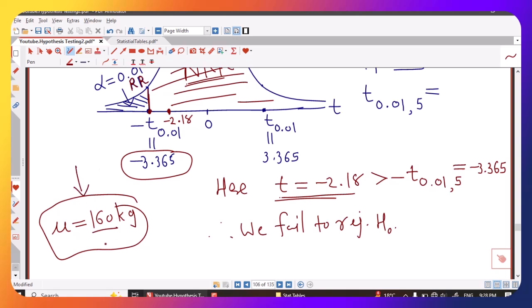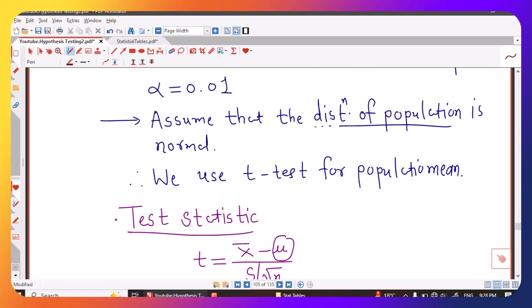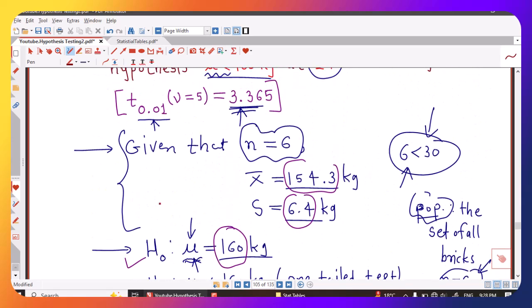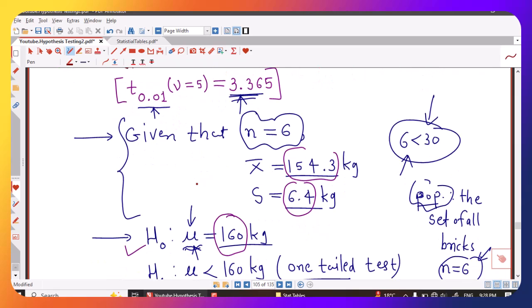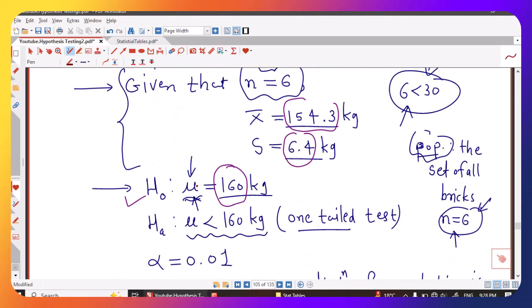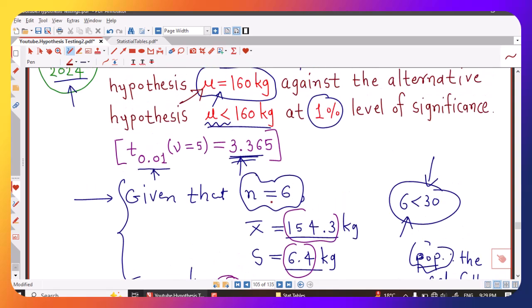So we fail to reject this null hypothesis. Therefore, we can say that the sample data does not provide enough evidence to claim that the mean breaking strength of bricks is not 160 kg. So this is a very easy problem. It is the problem of t-test for population mean, and they have already given the null and alternative hypothesis. Sample data is also provided. All we have to remember is the formula for test statistic, and they have provided the t critical value also.